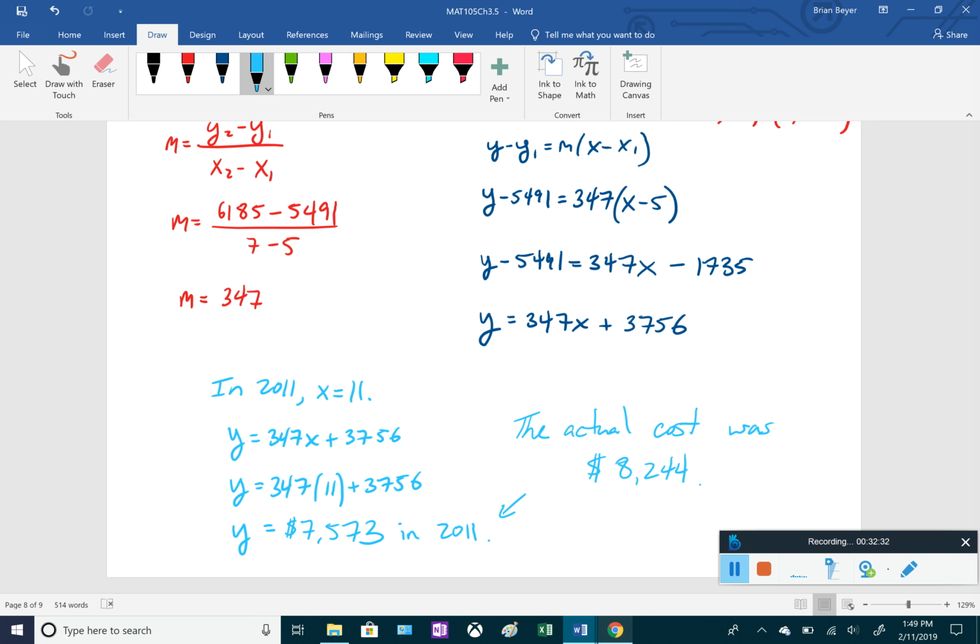I kind of figured there was a mistake somewhere in there, so I had to pause and go back because the number seemed a little bit too far off for the data that seemed like it was pretty linear. Okay, so the number that we got based on the data was 7,573 in 2011, and the actual cost was 8,244. So our linear model approximation was actually reasonably close to the actual value. Okay, so sorry about those little mistakes in there, but now they should be all fixed. But that's it for 3.5.